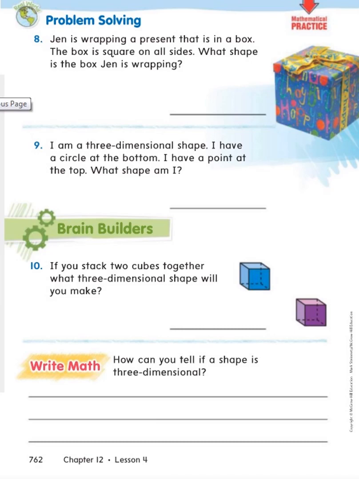All right, let's think about these before we go on to the brain builders. Hopefully, for number 8, you said cube. Okay? Remember, a cube is basically 6 squares that are put together like a box. And for number 9, I have a circle at the bottom. This is very difficult to draw with a mouse, by the way. And I have a point at the top. And we know that this is a cone.